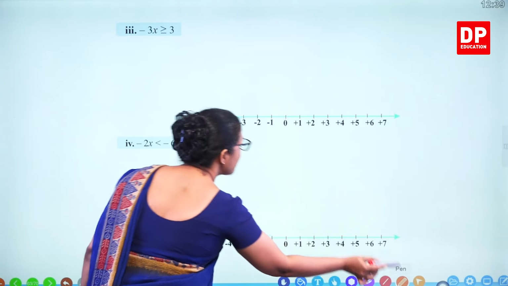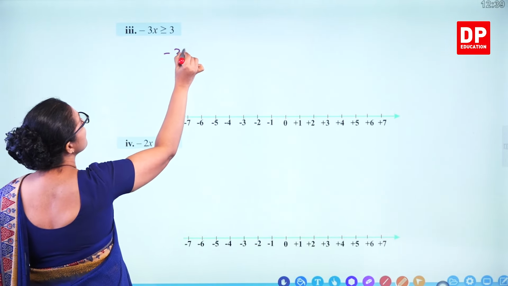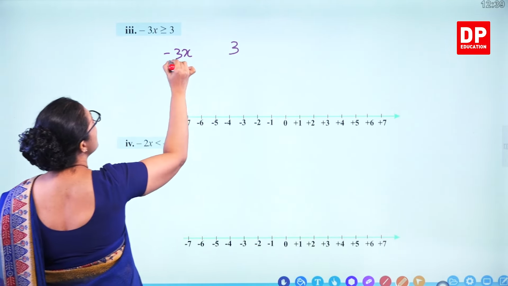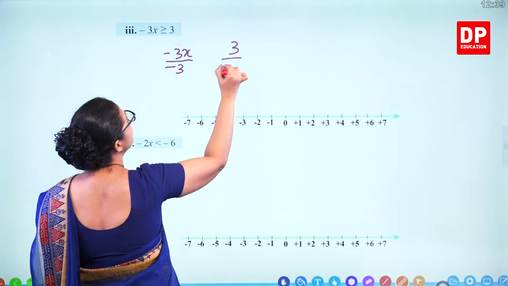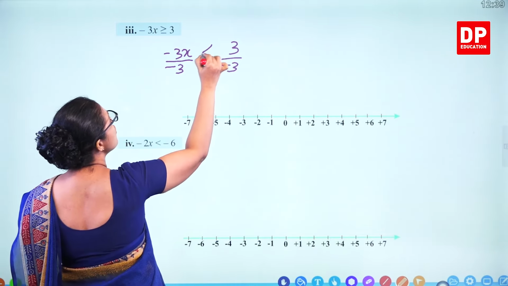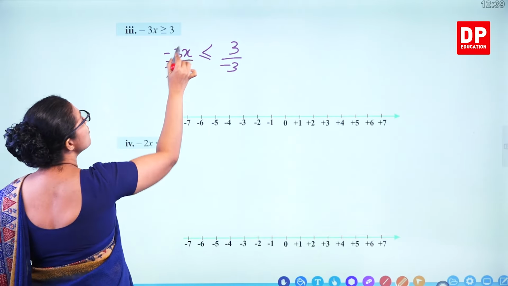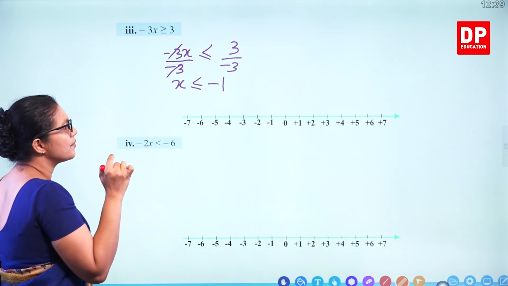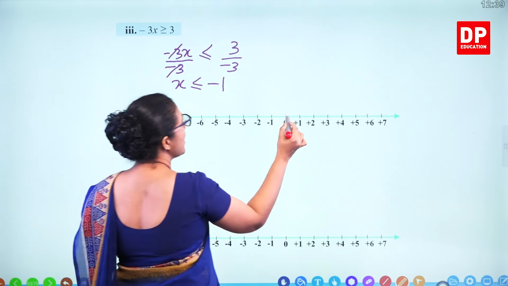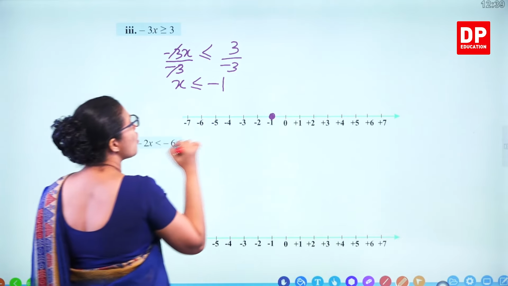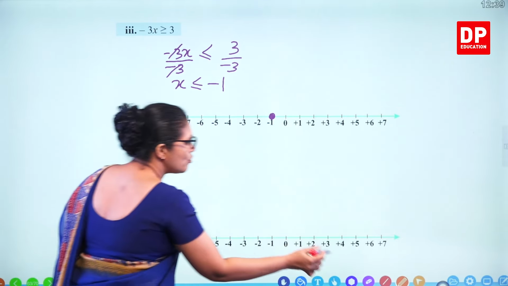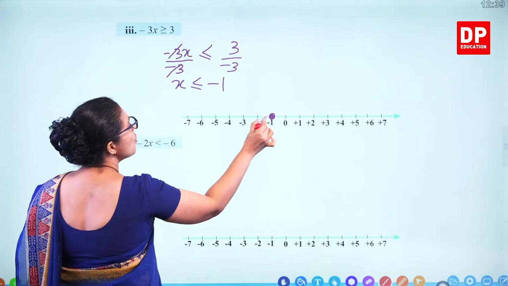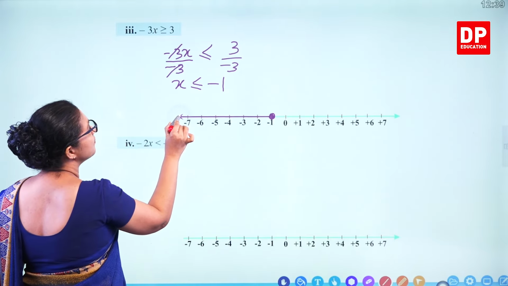Minus 3x and 3. You have to divide this by minus 3. Sign changes. So you get x is less than or equal to minus 1. Equal to minus 1, so that means a solid circle and you draw the arrow towards the left hand side.